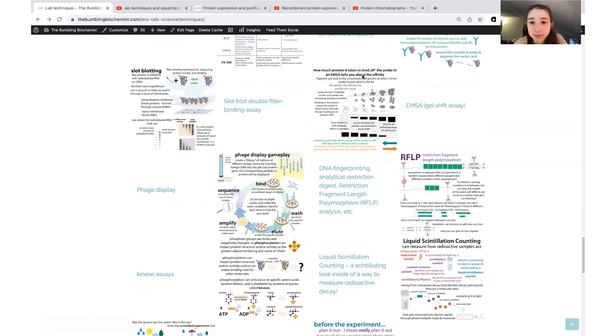Another similar-ish method, in terms of mixing your protein and your nucleic acids, is EMSA, an electrophoretic mobility shift assay, sometimes called a gel shift assay. Here, instead of separating the protein and the RNA or the DNA with membranes, you're running a gel, and if the RNA or the DNA was bound to the protein, it's going to travel slower through the gel. And so you'll see a shift. And then you can do this with a range of concentrations again.